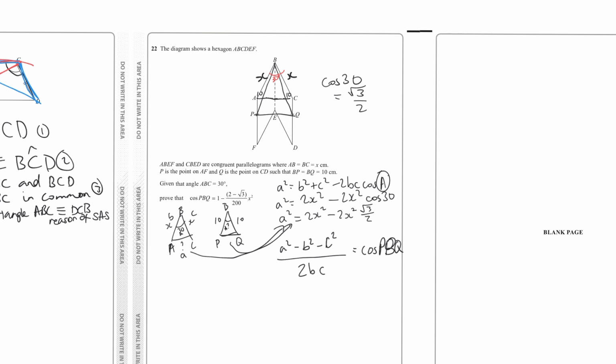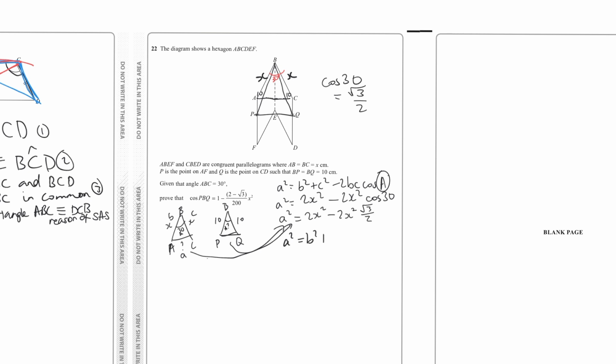So our A squared, which was 2X squared minus 2X squared root 3 over 2. So then we know that our values, sorry, I've written this all wrong. So I'm going to rearrange it again properly. I'm just going to do it now quickly.